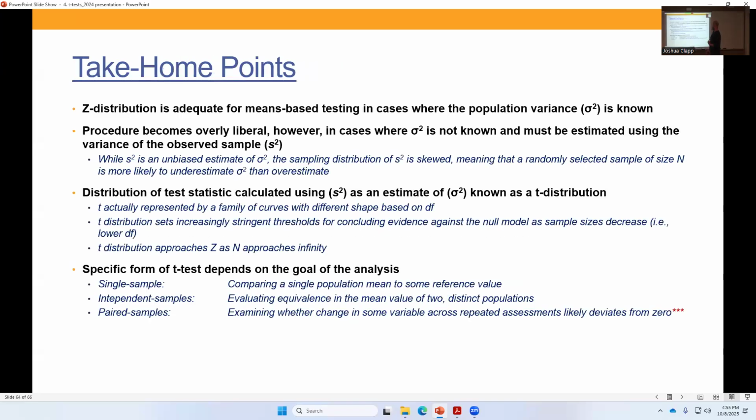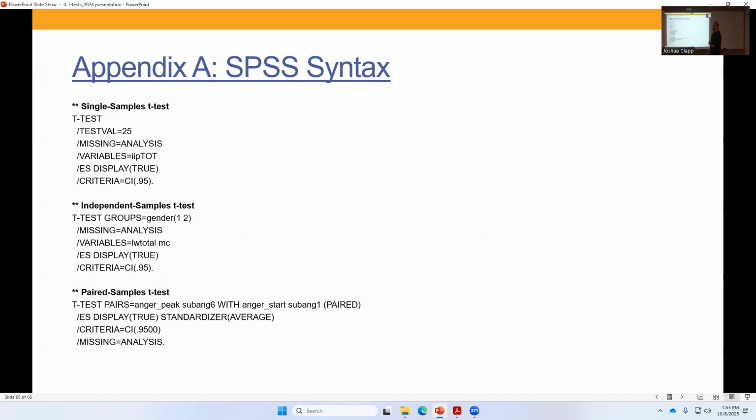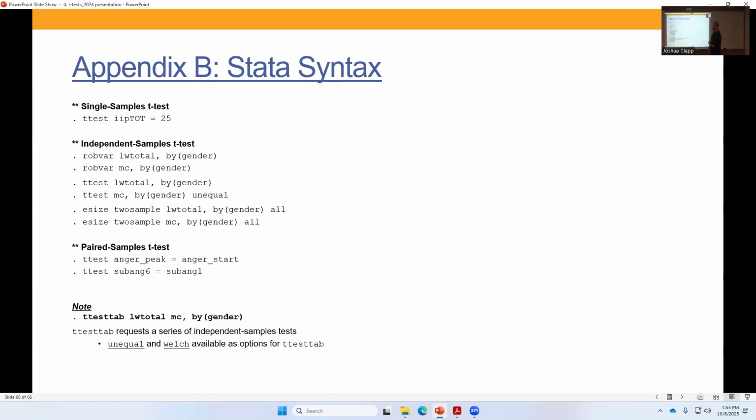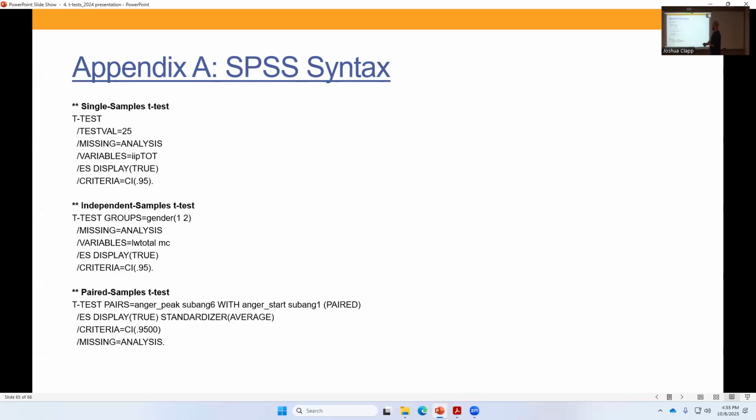All right. So again, take home points, make sure to go through and look at those as a summary. We've got general appendices back here, but you already have those in the handouts.